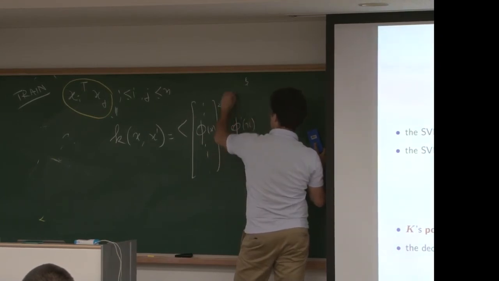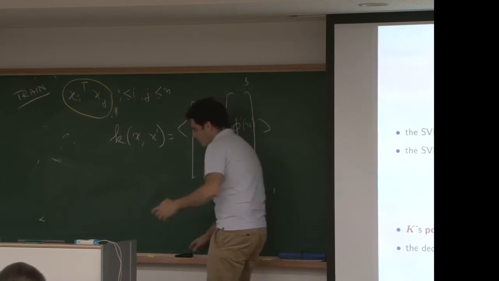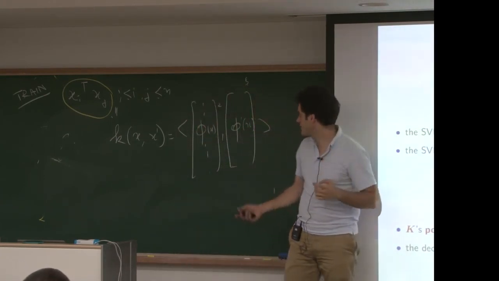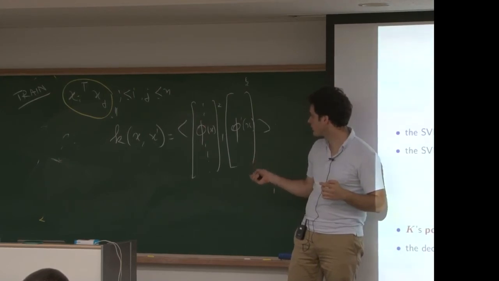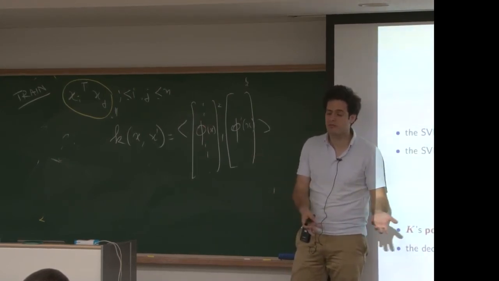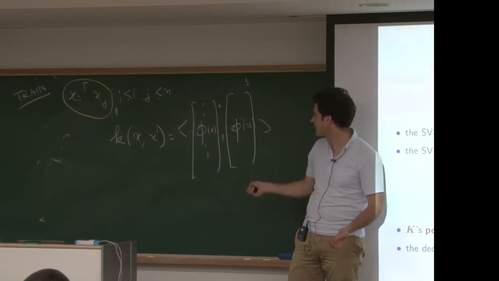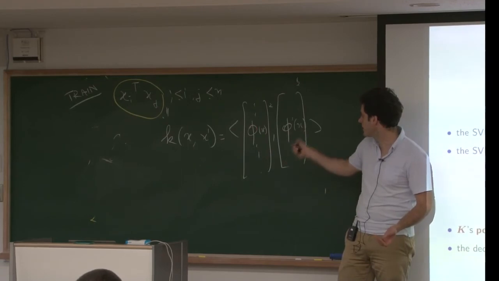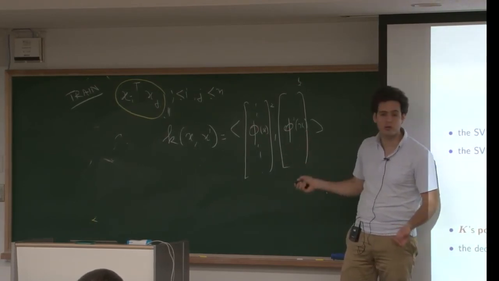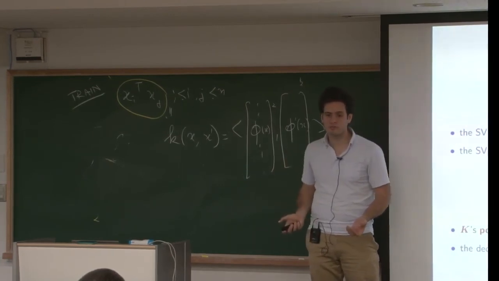I'm writing vectors here, but it's not even a vector. It's just an infinite length descriptor of my data. But imagine that I cannot send you an infinite vector, because it would be too memory consuming. The only thing that really matters is the dot product of those two, and that's a function that my kernel can compute.